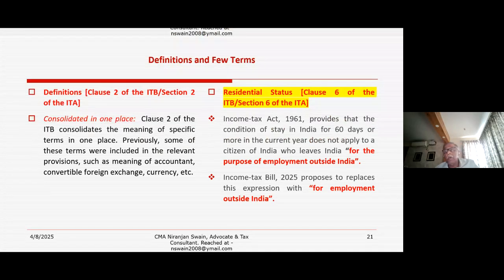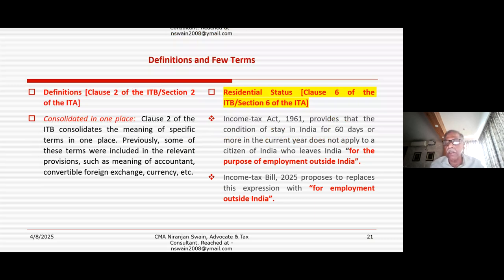Now, coming to the changes. The first change I started with is the definitions. What happens? We found in the ITA the opening definition clause is there, clause 2 or section 2. But subsequently, many chapters have separate definitions also. Now they brought all the definitions into section 2 of the ITA, that is clause 2 of the ITB. Once the bill passes, it will become section 2 also. So they have kept it.